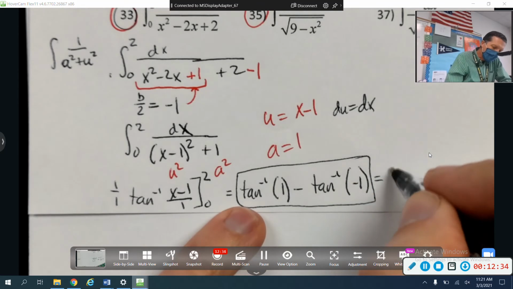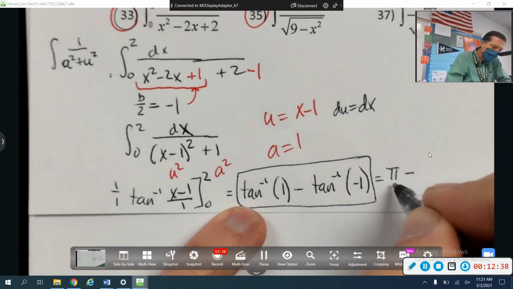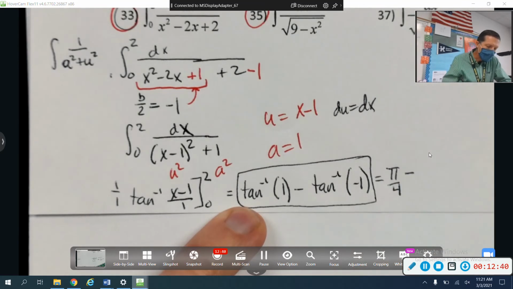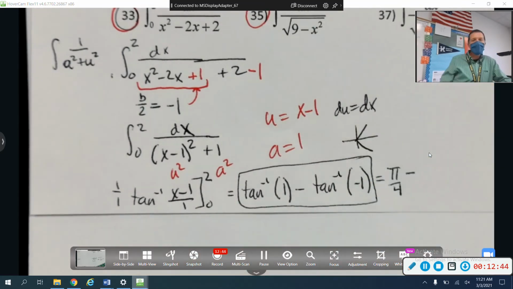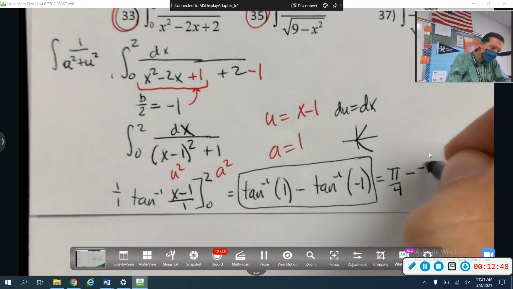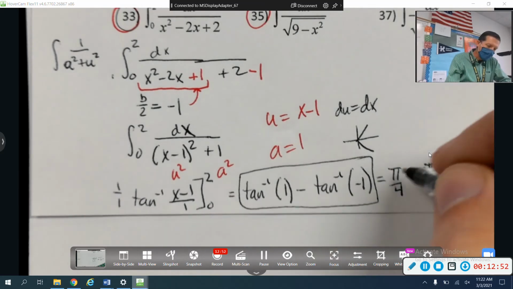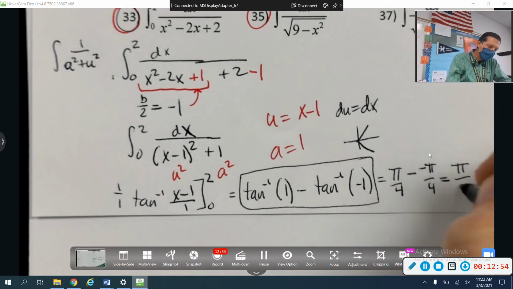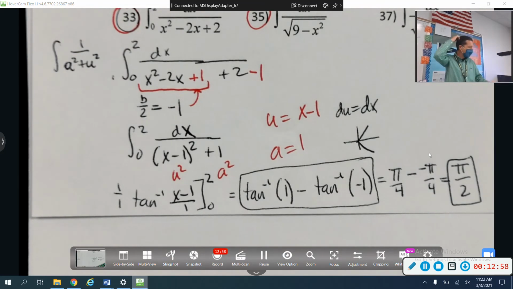Inverse tangent of 1 is pi. Inverse tangent of, nope, that's not right, is pi over 4. Think about that. That's what I get when I don't draw a picture for those. Inverse tangent of negative 1 is negative pi over 4. So we add those two together, we get 2 pi over 4, or pi over 2. So there's our multiple choice answer.